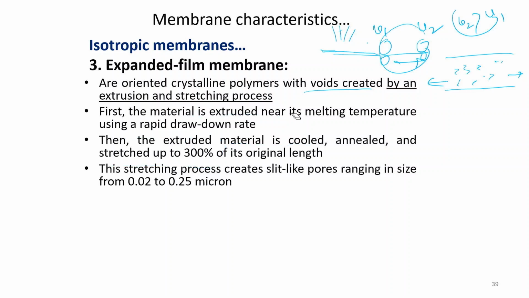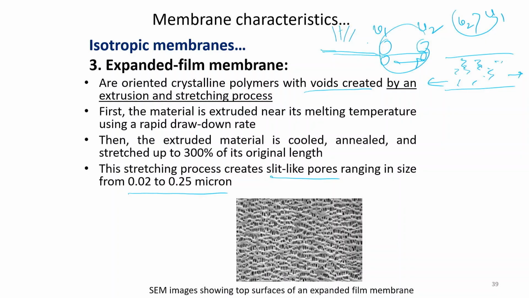This stretching process creates slit like pores, and the size may be from 0.02 to 0.25 microns. So, we create slit like pores. This is the AFM image of the expanded film membrane. Here we can see the micro pores created due to the stretch. These are the crack formations you can see.